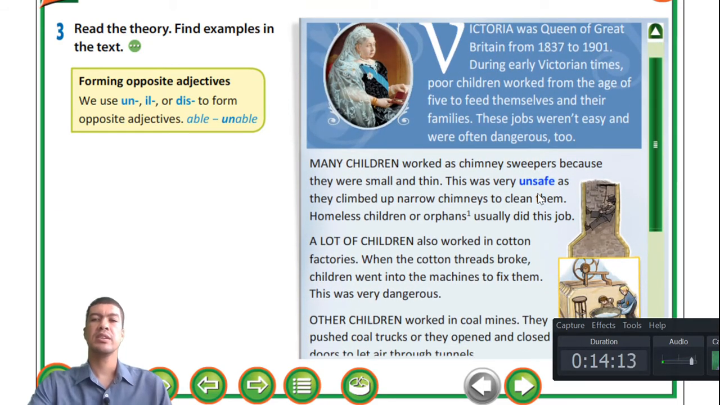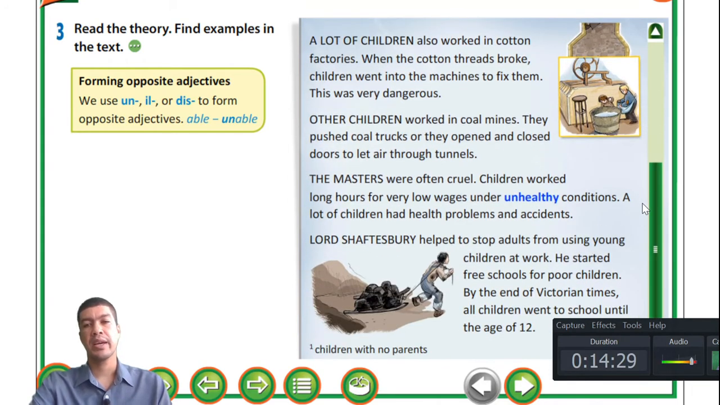Okay, first word, unsafe. We don't say ill safe or dis safe, and the opposite of unsafe is safe. Now, does it look very safe for this guy to walk down this chimney? I would say no. The next word, unhealthy. And what's the opposite of unhealthy? That would be healthy. Children work long hours for very low wages under unhealthy conditions, and the opposite of unhealthy is healthy.